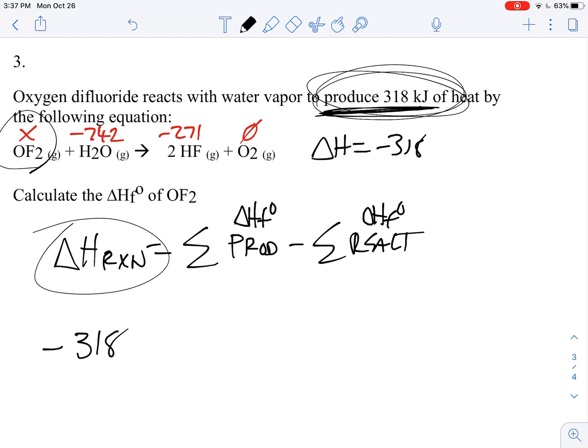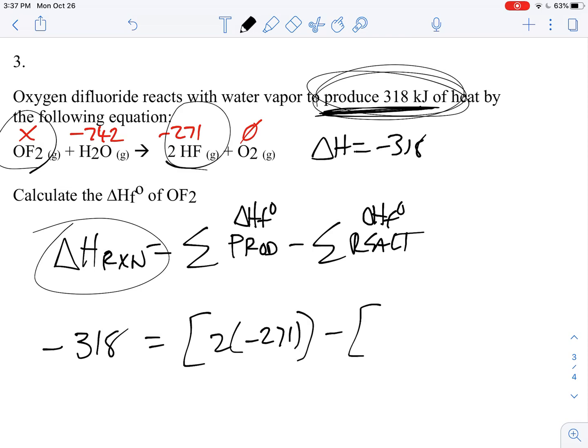If it had said it absorbed 318 kilojoules or an endothermic reaction, then you could have left it positive. But this is clearly an exothermic reaction. It's producing that heat, so it's got to be negative 318. So that then is going to be equal to 2 times negative 271, because again, that's what my products are.